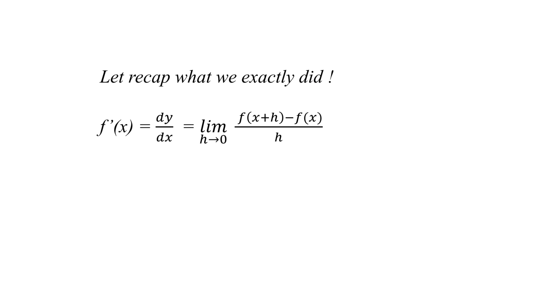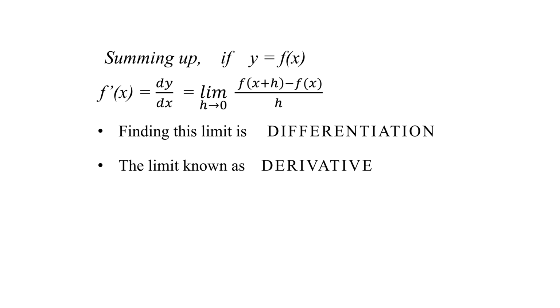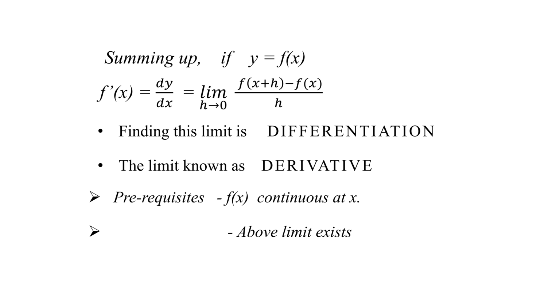Formally, we write it as the limit of f(x plus h) minus f(x) divided by h as h approaches 0. This limit is called the derivative. The prerequisites here are that the function should be continuous at x and the above limit should exist.